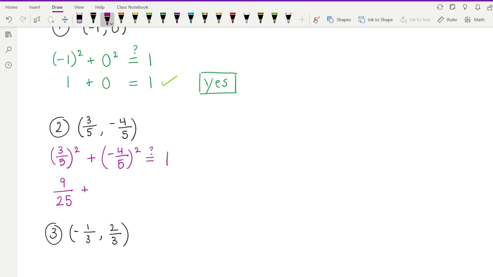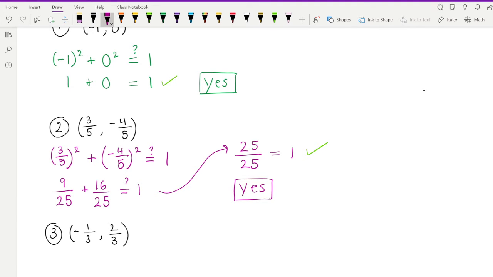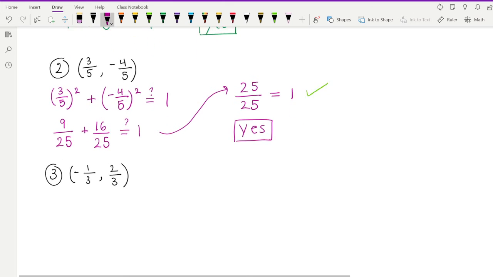And then here we have -4 squared is 16 over 5 squared is 25. And we're checking whether that is equal to 1. So here we can add together our numerators and we get 25 over 25, and that is in fact equal to 1, right? And so that tells us that, yes, this point does lie on the unit circle because it satisfies the equation. All right, let's do one more.